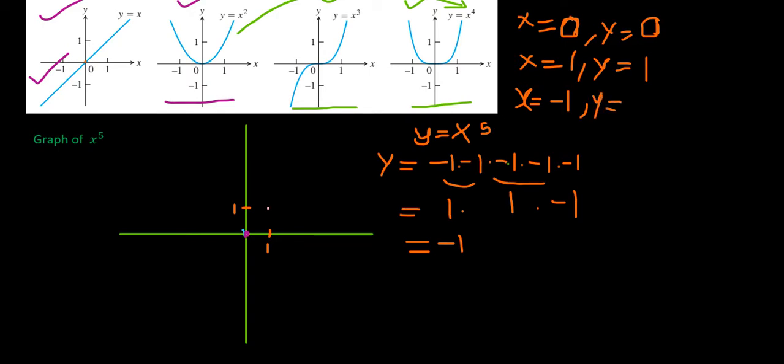So again we will plot our ordered pair in this graph, and you can see that here lies our -1 of the y-axis, and here lies our -1 of the x-axis.